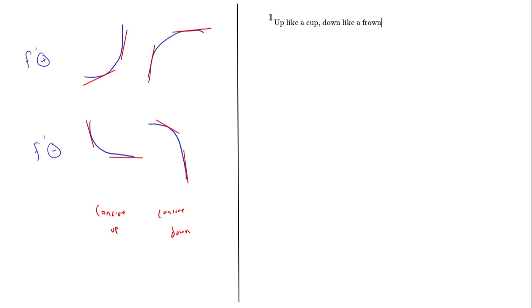Another way of thinking about this is: up like a cup, down like a frown. This is a silly little rhyming saying, but if we take those two concave up sections, here and here, and put them together, maybe I'll do this in a different color, doesn't this kind of look like a little teacup? So concave up like a cup, and this is concave down like a little frown. So up like a cup, down like a frown. That might help you visualize concavity as well.